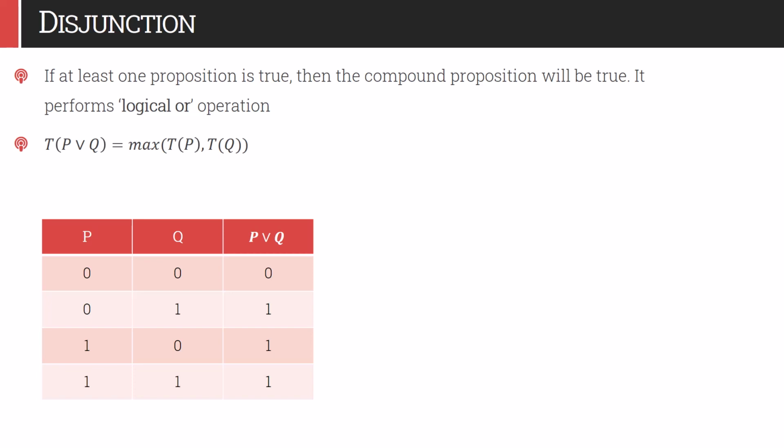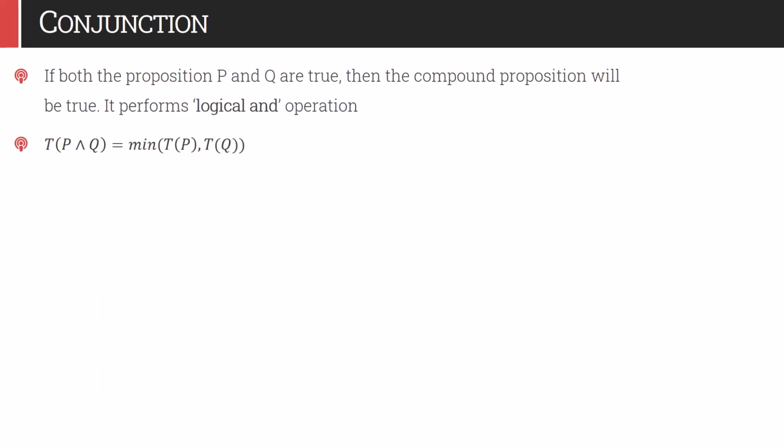As you can see, P union Q takes the maximum of the truth values of P or Q. In the first row both are 0, so it's 0. In the second to fourth rows at least one is 1, and that is the maximum value, and that is returned as the output, or the truth value of P disjunction Q.